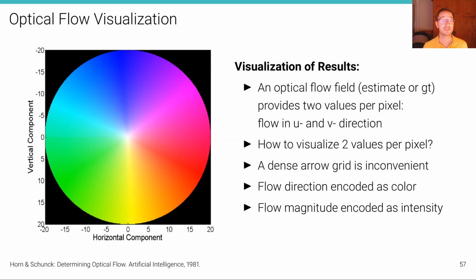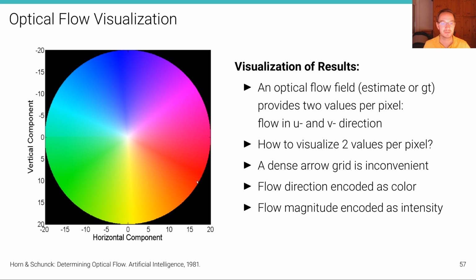So let's look at some results. As mentioned earlier, we are dealing with a dense 2D vector field, which is hard to visualize, at least without errors. And so what we use here for visualization is this beautiful color chart, which visualizes the optical flow in u and v direction by encoding the flow direction with the color.